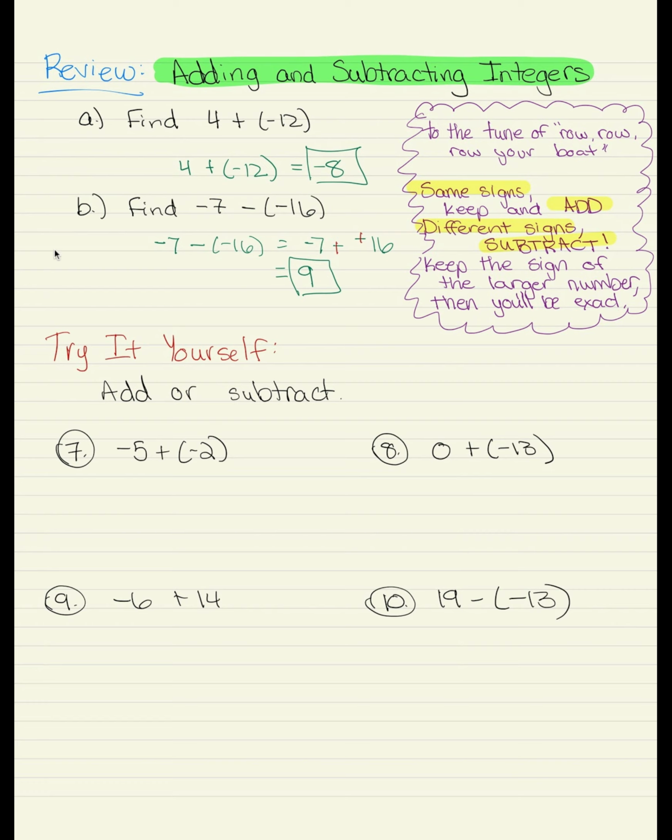And then the second example says find negative 7 minus negative 16. So if you can remember, subtracting is the same as adding the opposite. So we can go ahead and change this minus into a plus, and then we change the negative 16 into a positive 16. So we end up with negative 7 plus 16, which gives us a final answer of 9.